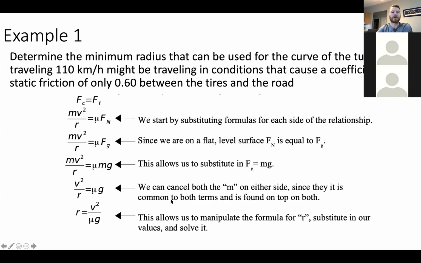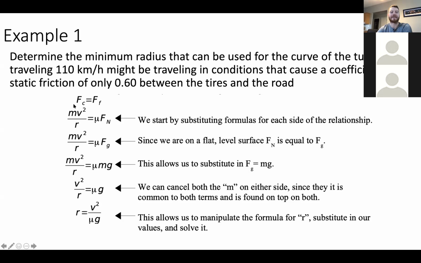This is how we're going to combine and substitute our formulas as well. Remember from a couple slides ago, when we have a car turning a corner, the centripetal force is caused by the force of friction between the tires and the road. We know from the previous unit that the force of friction is equal to the coefficient of friction multiplied by the normal force.